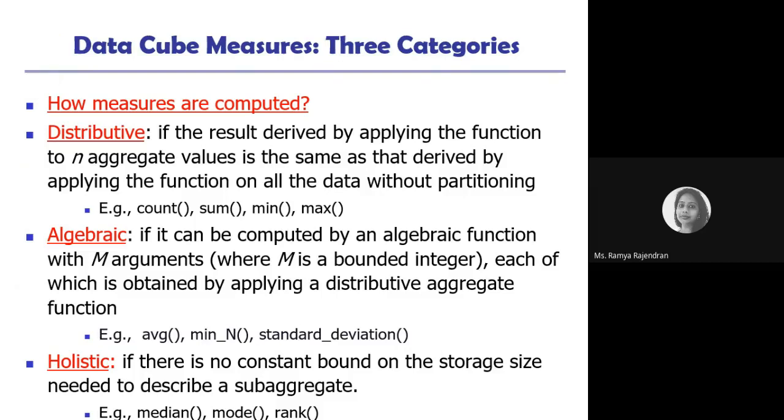Those are examples of distributive, whereas in algebraic, you compute an algebraic function with m arguments, each of which is obtained by applying a distributive aggregate function. Examples for this are average, minimum, and standard deviation. And holistic, when you don't have a constant bound on the storage size, you have to go for this holistic thing. So median, mode, and rank computation are examples of holistic. Okay, this is how you can compute measures.